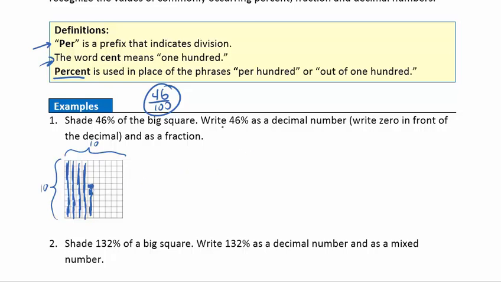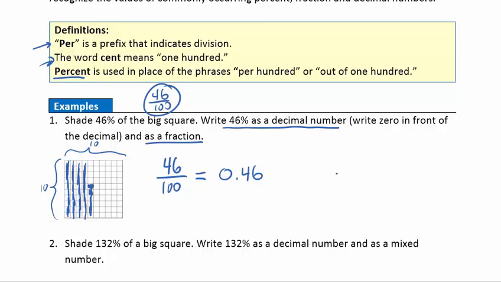Now we also want to write 46% as a decimal number and then as a fraction. Well, let's start with the fraction because I already have it written as a fraction, 46 out of 100. There's our fraction. Now we can write this as a decimal number. Remember, 46 hundredths is the same as 0.46, because notice our last place value, the 6, is in the hundredths place. So I would read that decimal number exactly the same way, 46 hundredths.